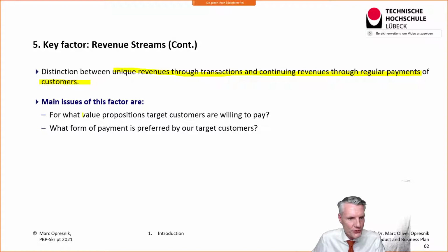Main issues are for what value propositions target customers are willing to pay. Of course, in today's world, a lot of mentality is out there that a lot of stuff should be there for free. But offering services for free, everybody can do. So how can you generate income out of that? Because I assume that most startups, of course, are for-profit corporations. What form of payment is preferred by the target customer?